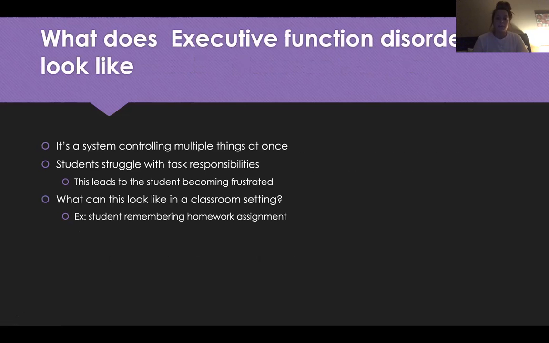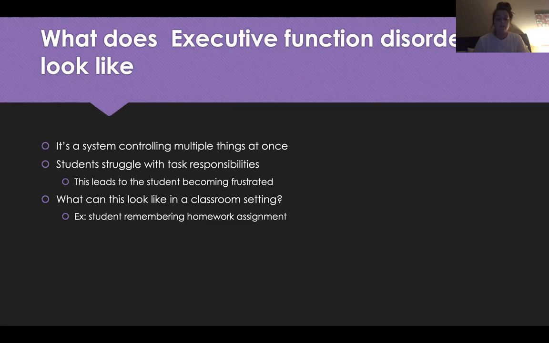What does executive function disorder look like? It's a system controlling multiple things at once. It's a system, and it's not about learning just shapes or colors. An example of this is a student struggling to complete certain tasks. This leads to the student becoming frustrated, and they struggle with directions, usually steps and cues.